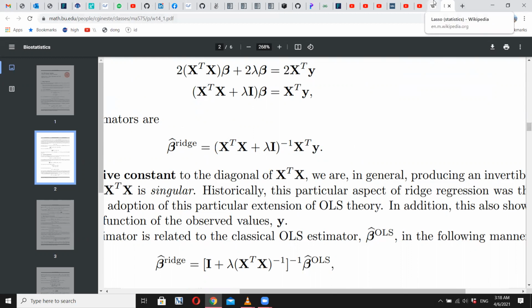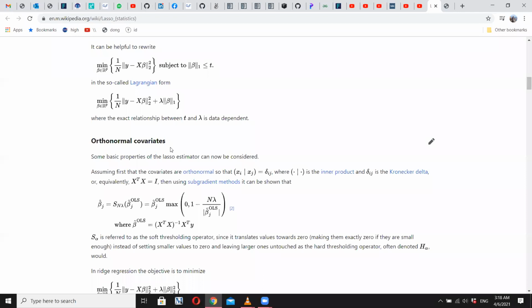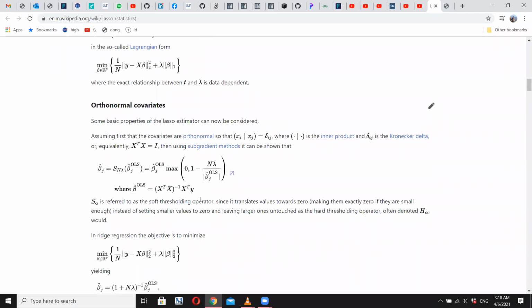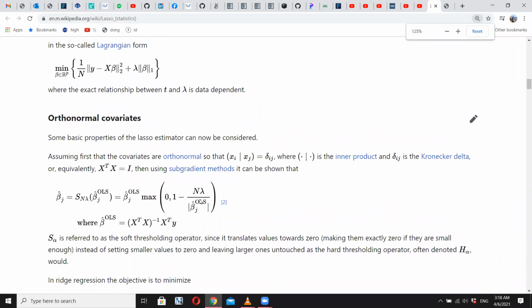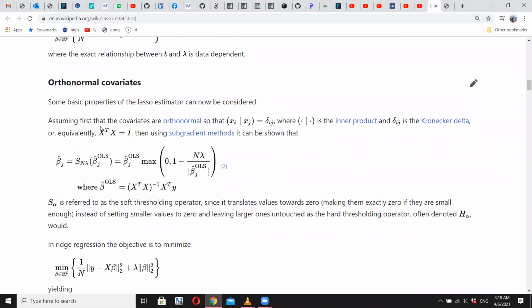So now comes the closed form solution of your Lasso regression. Here, there's this assumption of orthonormal variables. So this closed form solution is only applicable if you have variables which are orthonormal.